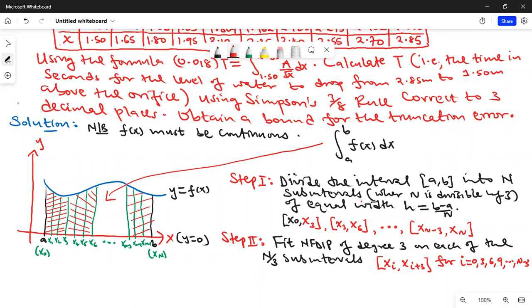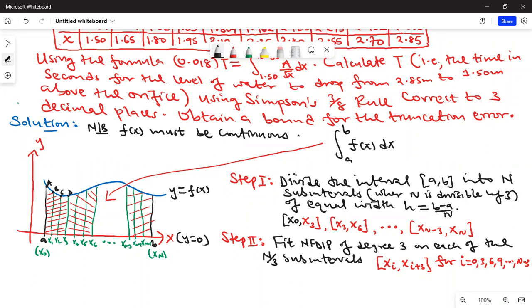So why are we fitting a polynomial of degree 3? This is the illustration. If you look at any 3 consecutive strips, let's say this is point A, here we have point B, here we have C, and here we have D. Those are ordinates, but now they are ordinates corresponding to the first 3 strips. So those are 4 points.